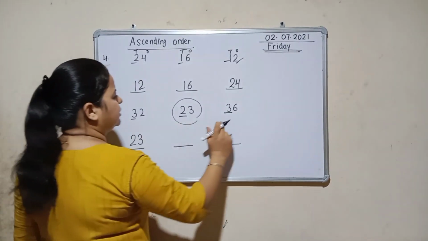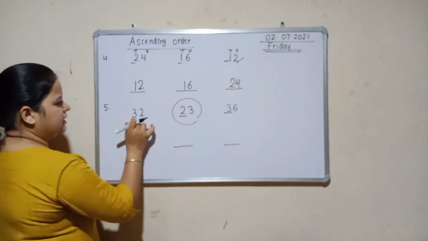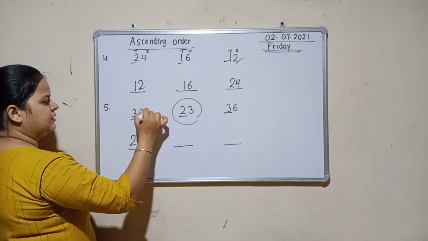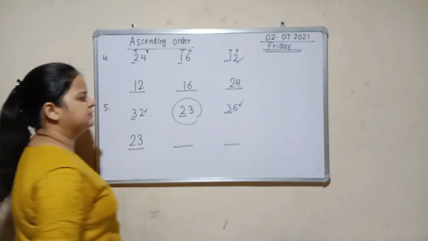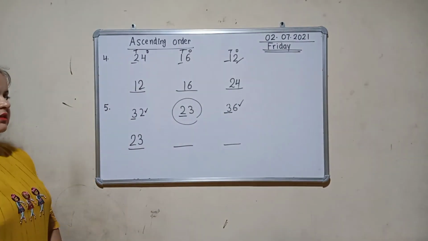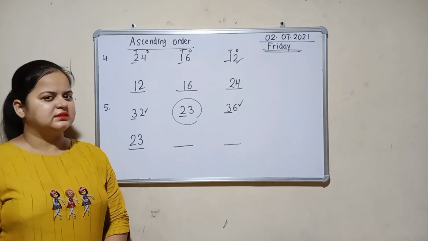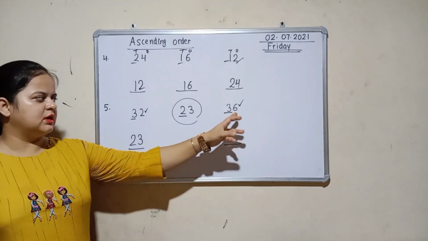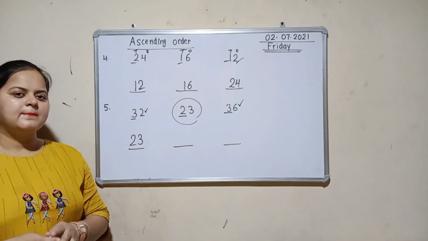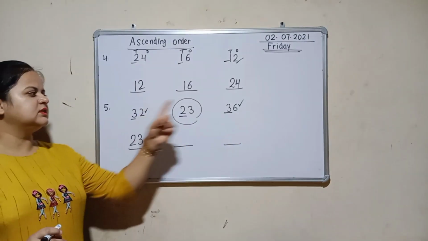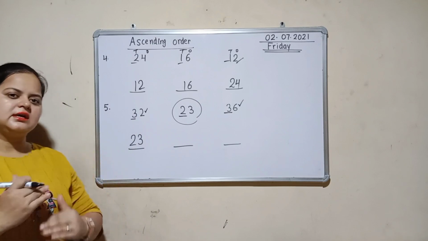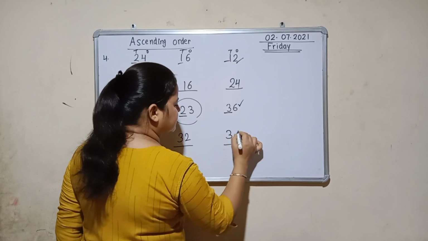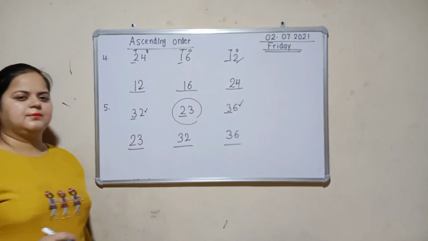Now we have 32 and 36. 3, 3. These two are same. So we will see here 2 and 6. We will compare these two numbers now, 2 and 6. Which is smaller than the other? Is 6 smaller than 2? No. 2 is smaller than 6. Then we will write 32 here and 36 in the last.